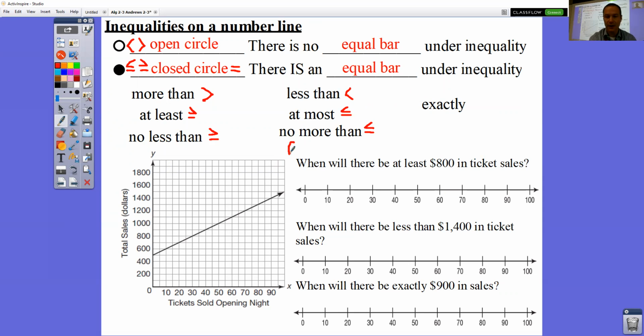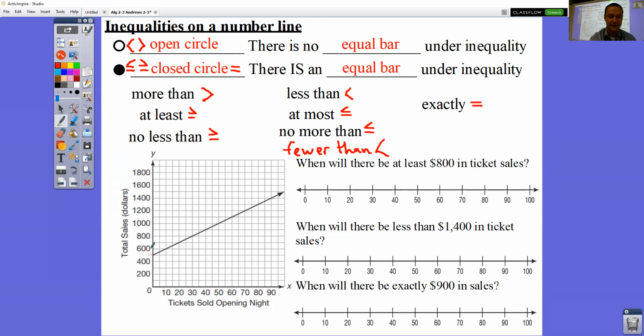I'm going to add another one in here that you might see sometimes: fewer than. Fewer than is just like less than. Exactly is sort of an oddball. Exactly is equal to.